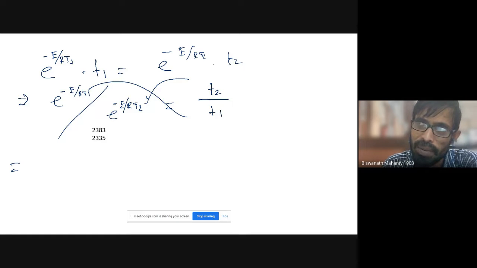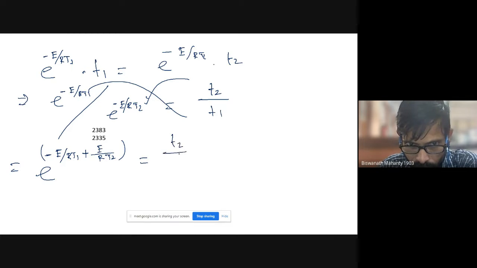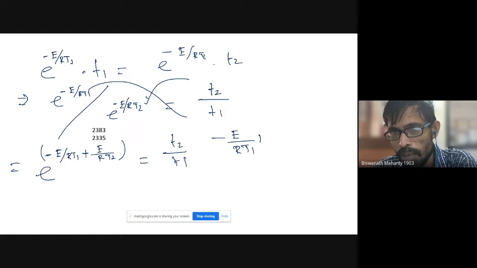So what does it mean? 5 minus 2, right? So it will be exponential of minus E by R T1 minus, another minus will come from subtracting, but essentially it becomes plus E by R T2, equal to T2 by T1. If I simply put ln, it will be very easy now. So this part becomes minus E by R T1 plus E by R T2 equal to ln of T2 by T1.